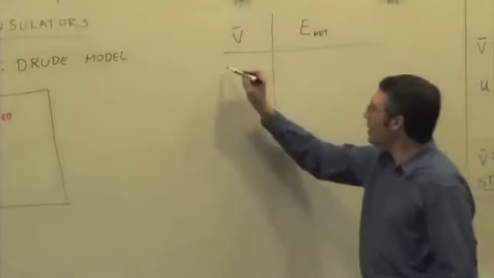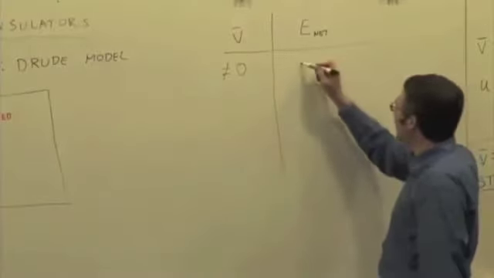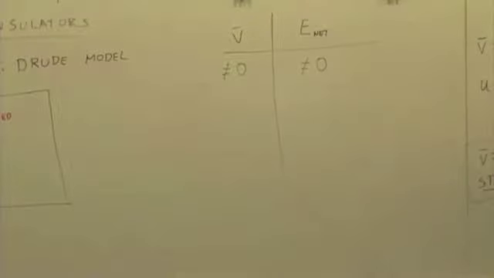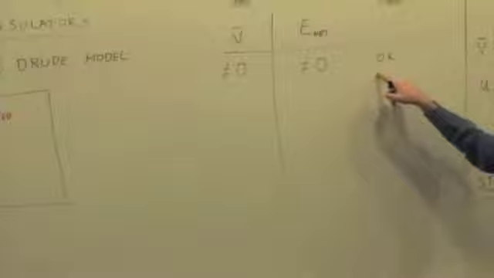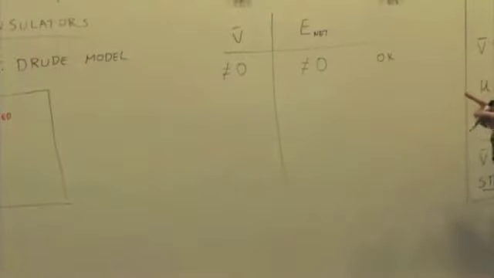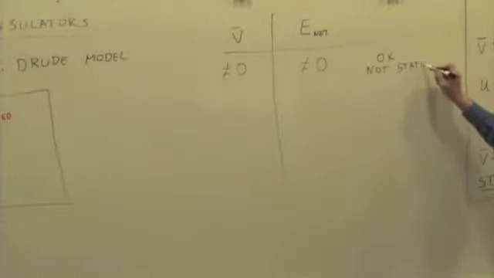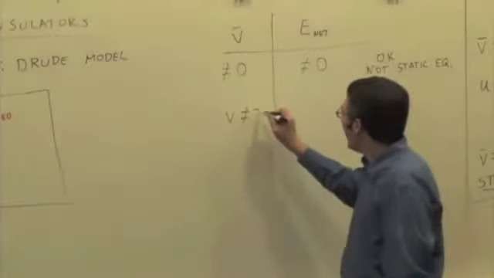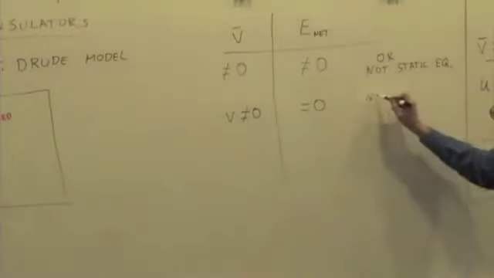Let's say V is not equal to zero, E not equal to zero. Is that possible? Sure. But is it a case of static equilibrium? No, this is not static equilibrium. V not equal to zero and E equal to zero. Is that possible? No. This equation says it can't be, so not possible.